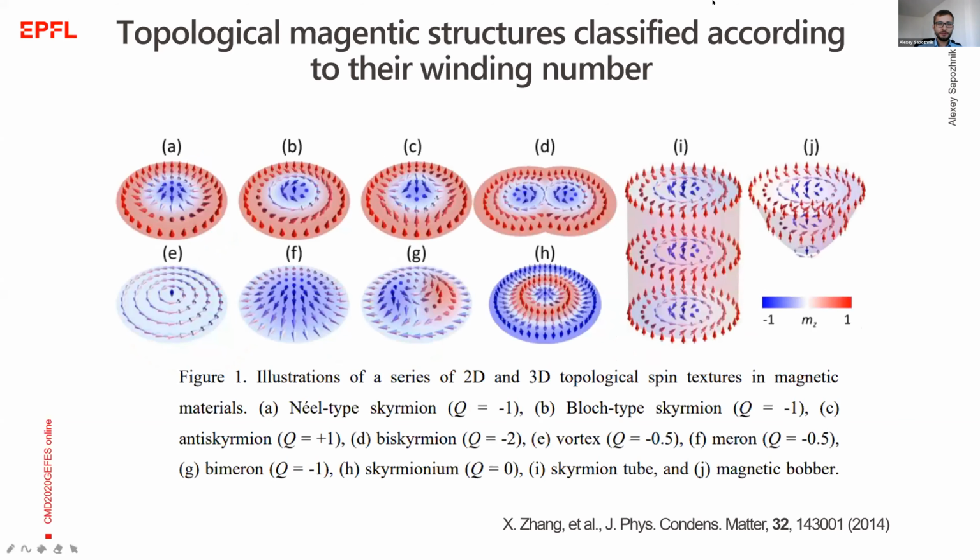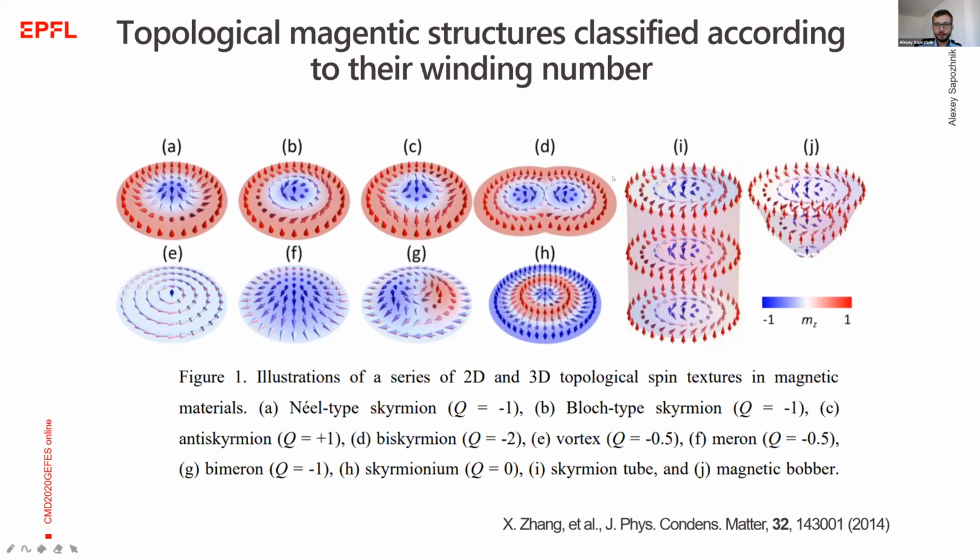On this slide, I show different topological magnetic structures classified according to their winding number. For example, a Néel skyrmion and a Bloch skyrmion have Q equal -1. Anti-skyrmion has Q equal 1. Also under letter F, you can see a meron, which has a winding number of -0.5, because the magnetization changes from in-plane to out-of-plane, and upon projecting it on the sphere, it will cover just half of the sphere. Also, here you can see skyrmionium, which represents two concentric skyrmions, and the topological charge of a skyrmionium is 0.